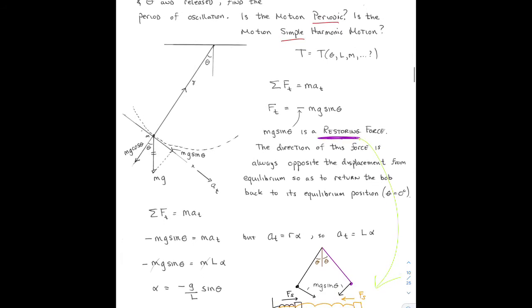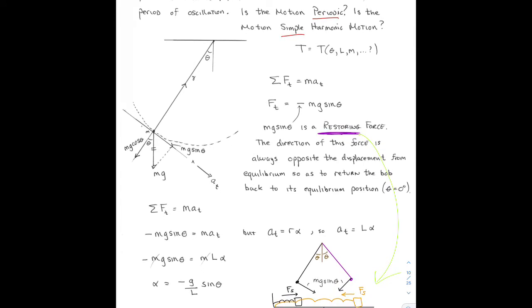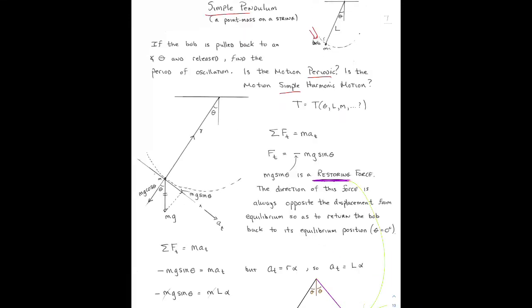So let's look at some parameters that the period could depend on. I have a mass on the end of a string. So could the period depend on the angle? That's the amplitude. You pull this thing back and it'll oscillate back and forth between plus and minus that theta, so that would be your amplitude. Does it depend on the amplitude? Because remember, a simple harmonic oscillator does not depend on the amplitude.